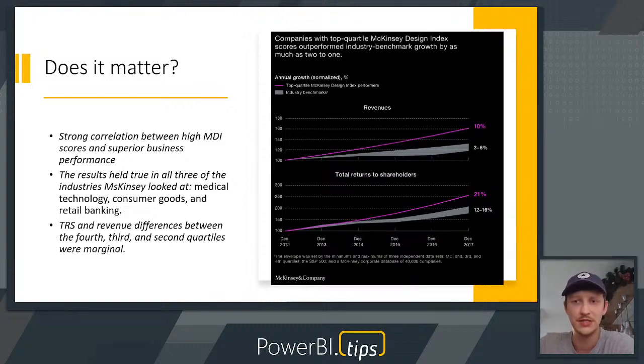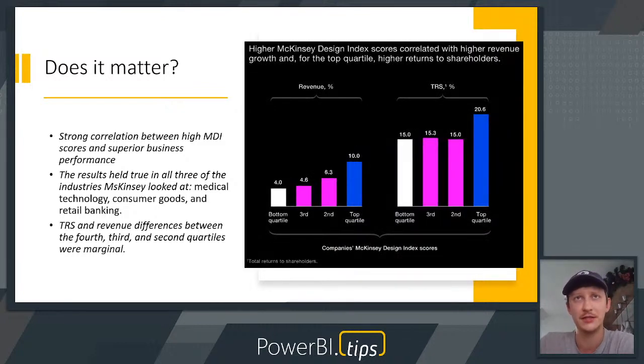First of all, there is a strong correlation between high McKinsey Design Index scores and superior business performance. Second, the results held true in all industries they verified. And also the TRS, the total return to shareholders, and revenue differences between the fourth, third, and second quartiles were marginal. So as you can see, the better the UX is, the higher the return on investment is.